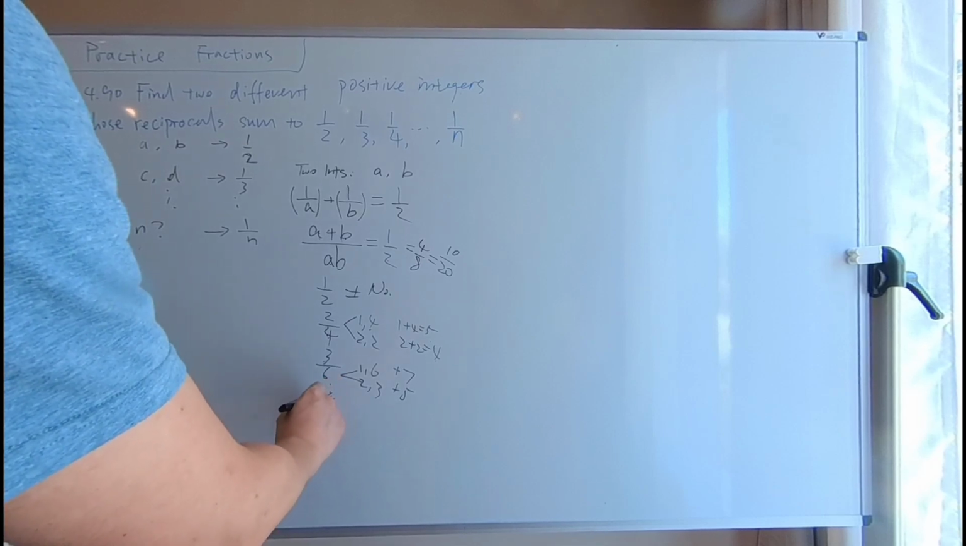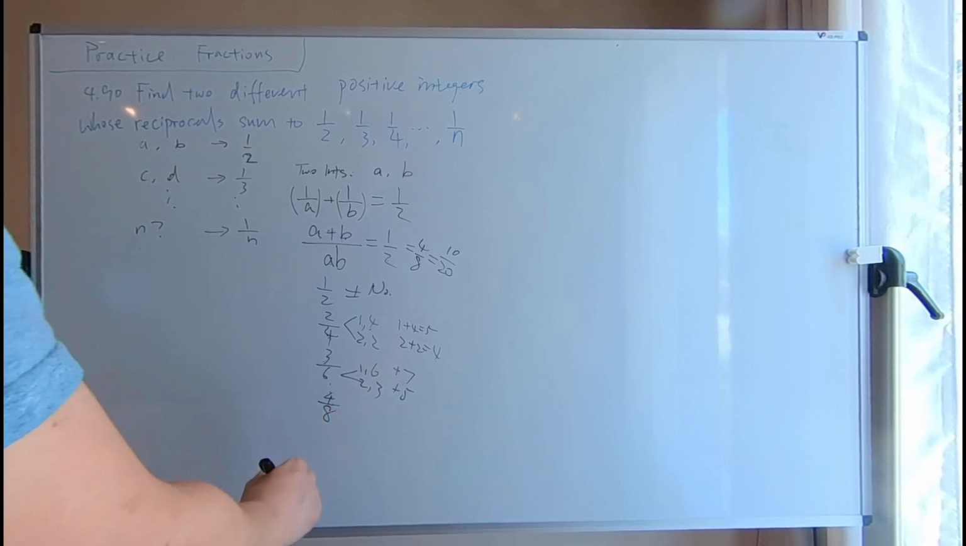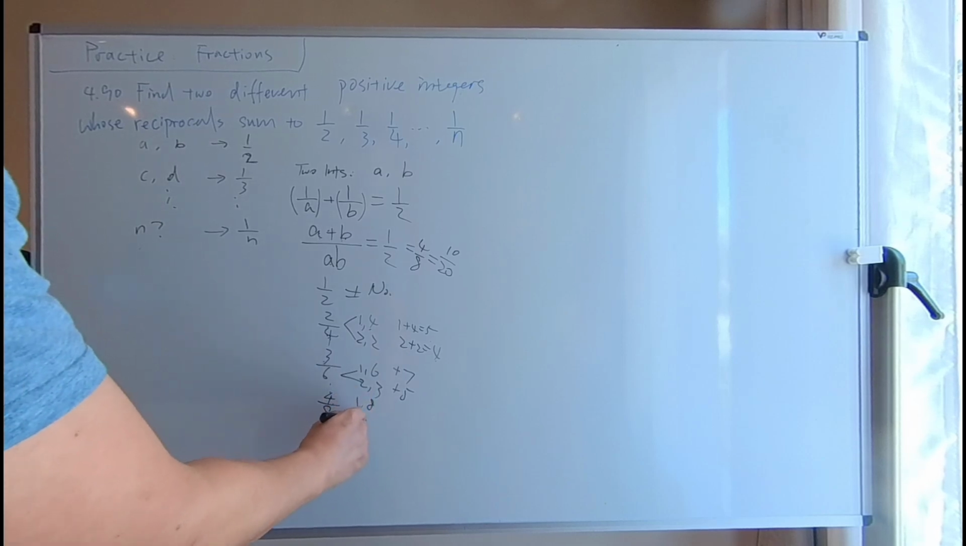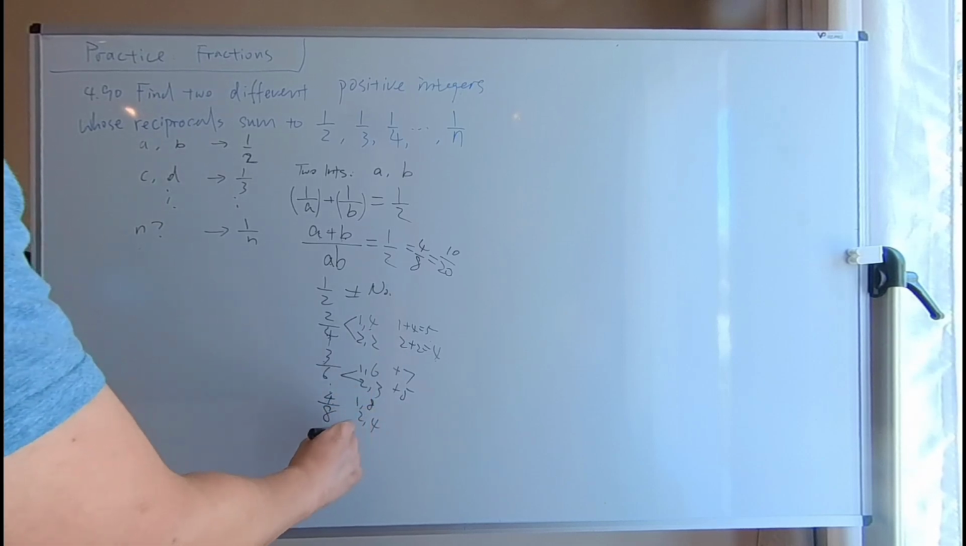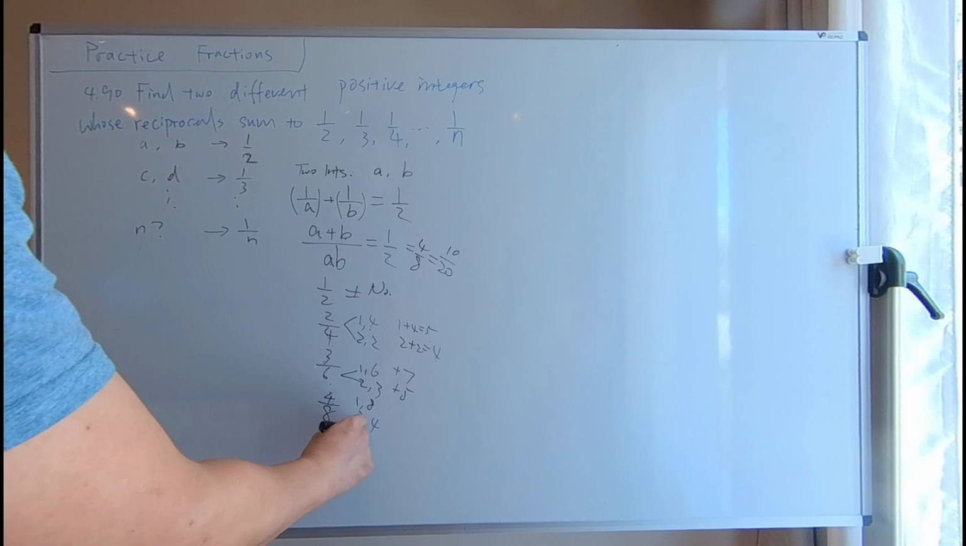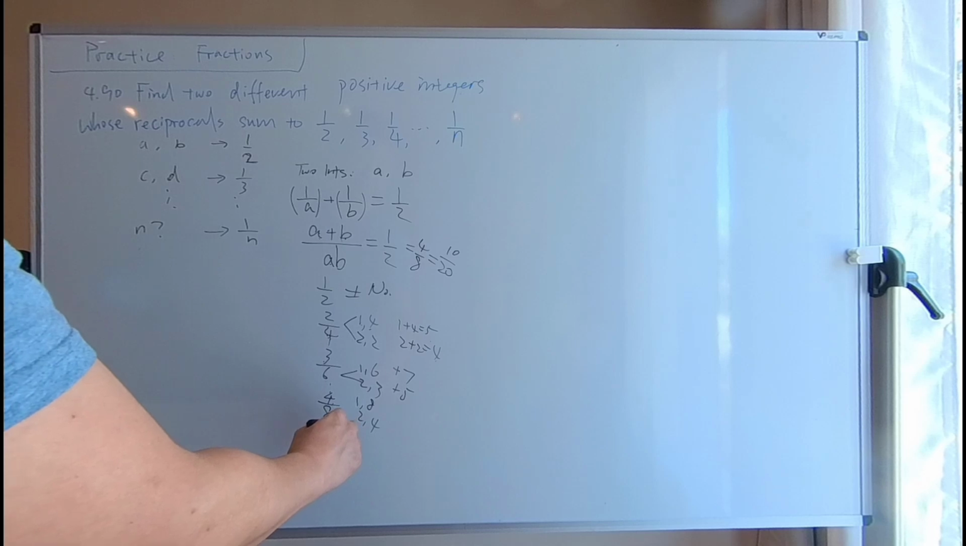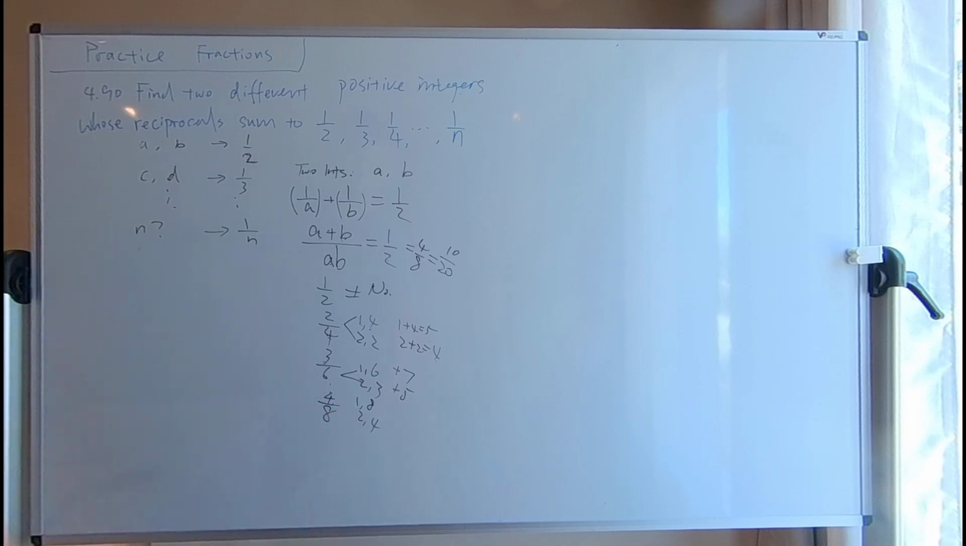Actually, when you try the next one, 4 over 8, I have 1 and 8, 2 and 4, 3, 4, 4, 2, 8, 1, and nothing else. So this also is not going to work.